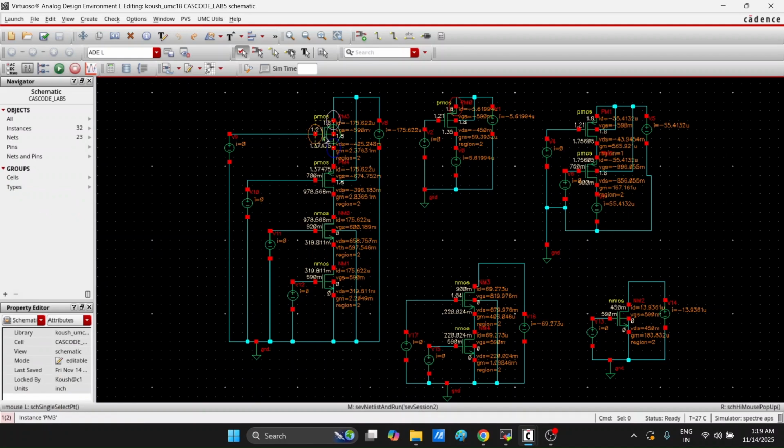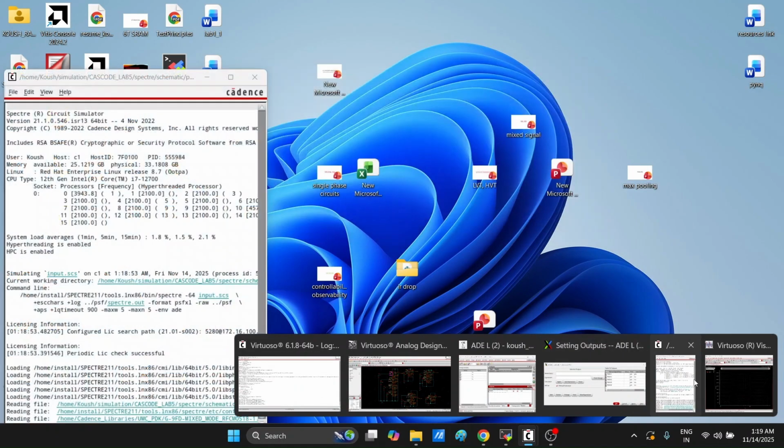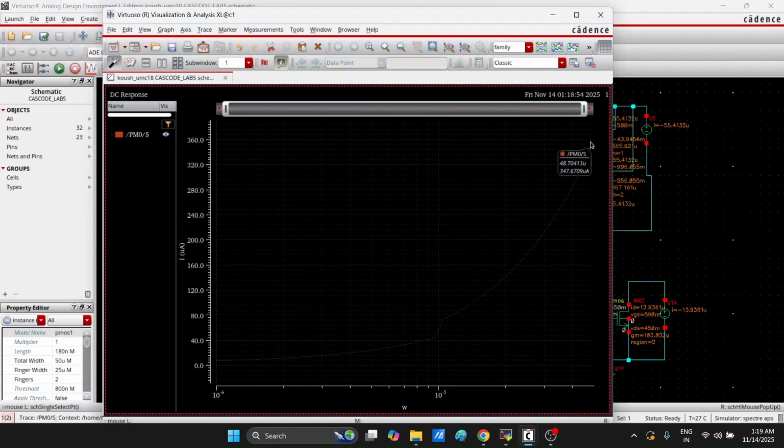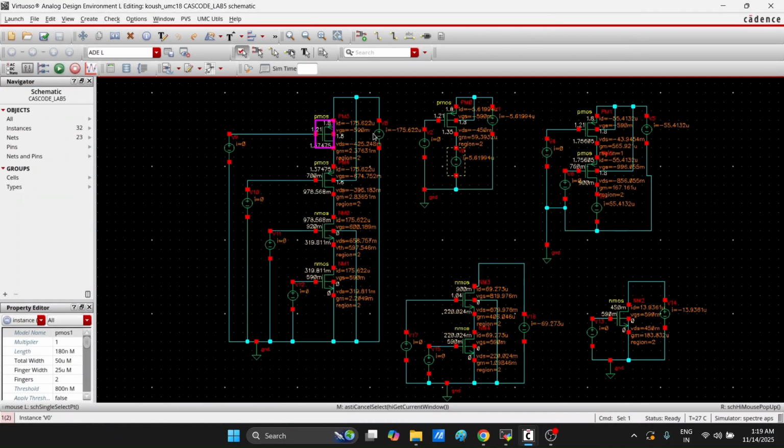So initially we will keep it at 50 micro. We will choose the fingers as 2, and each finger width will be 25 micro, so the total width will be 50 micro. Initially we will fix this PMOS at 50 micro. Later we will optimize it more if we need, because we need our circuit to have minimum area and maximum performance.